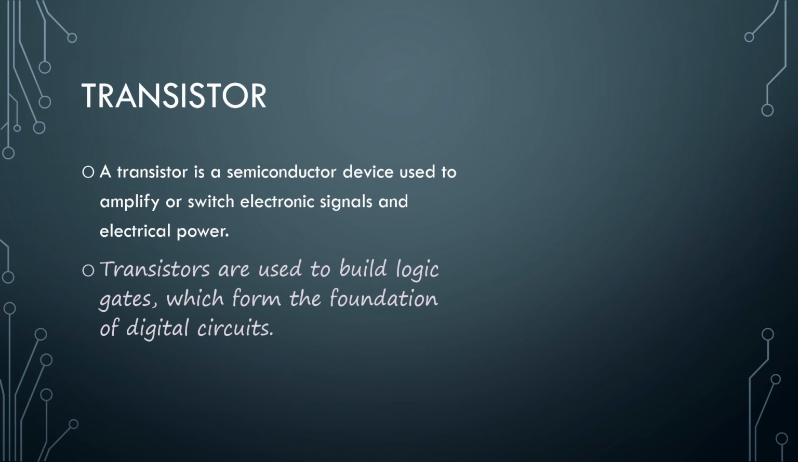Transistor is another semiconductor device that is used to amplify or switch electronic signals. It is a fundamental building block in modern electronics. So, how does a transistor work?